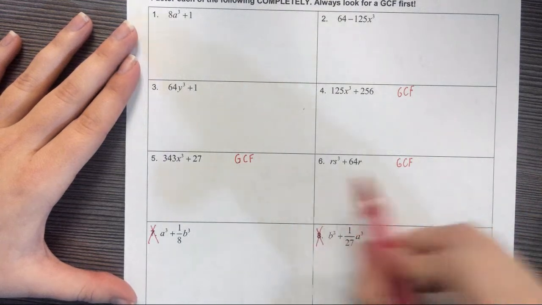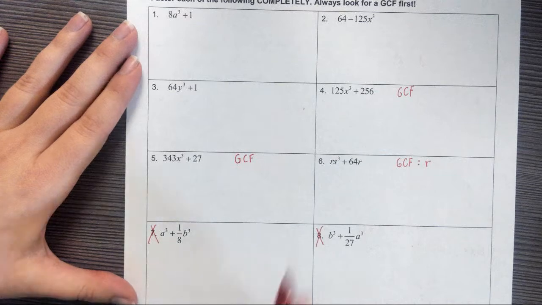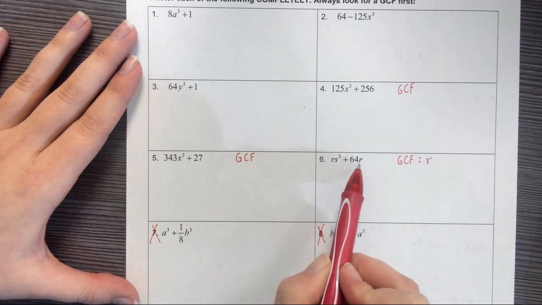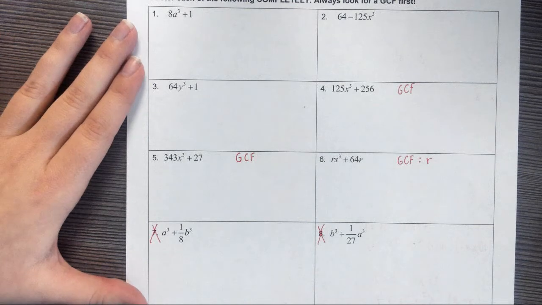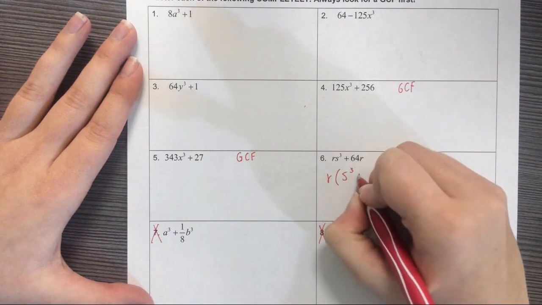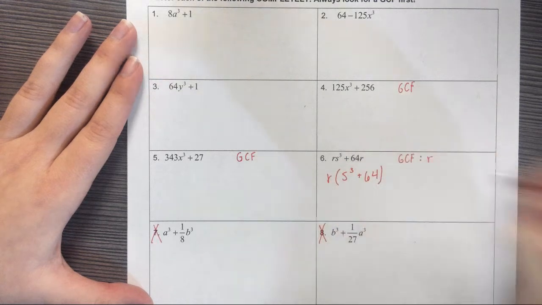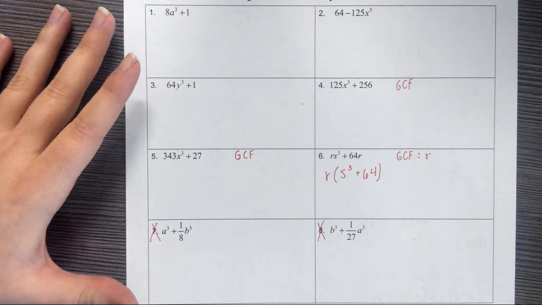I'll give you a hint on number 6. Your GCF is going to be R. There's no number that I can take from both of these, but I can take R from both. And if you need a refresher, that's just going to give me S cubed plus 64. Then you can identify A and B and plug it into the formula.